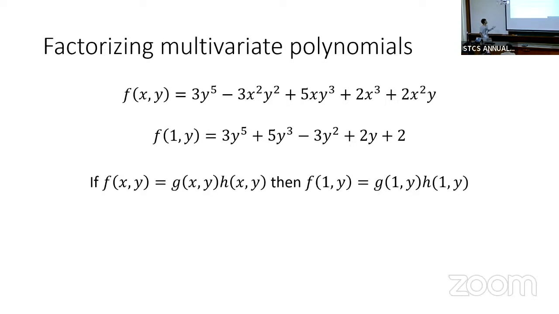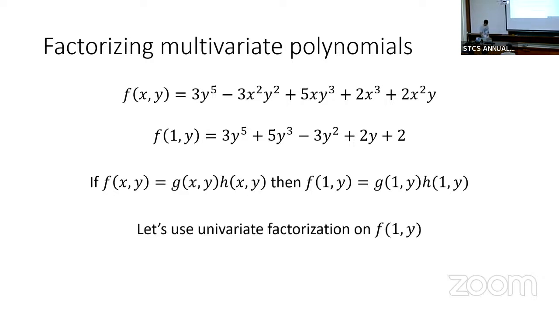So now, if your polynomial f of x comma y was some g of x comma y times h of x comma y, then f of 1 comma y is g of 1 comma y times h of 1 comma y. And let's say g was not just something completely in the x variable. Both of these had y variables and things like that. So now we are going to use univariate factorization on this f of 1 comma y. We use some off-the-shelf algorithm, and you get this to be your factorization.